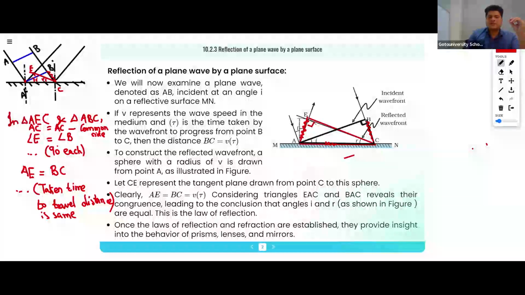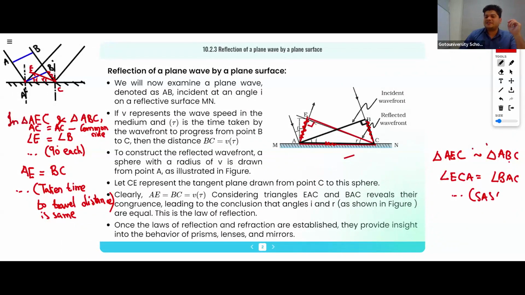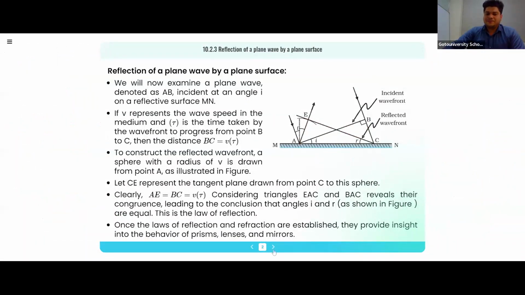So from this can we conclude that triangle AEC is similar to triangle ABC? That means angle BAC will be equal to angle ECA, which is the property of the SAS test, side angle side test. That means you can say that angle R will be equal to angle I. So this is the derivation in which we prove that the angle of incidence and angle of reflection are the same in the case of reflection of a plane wave.